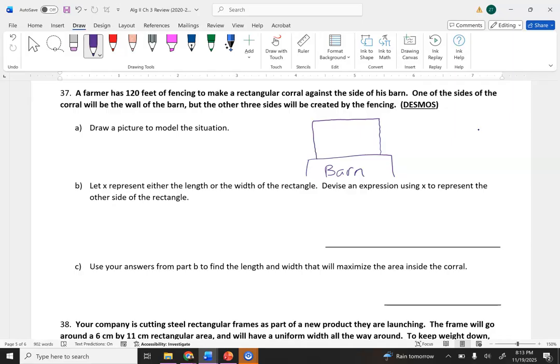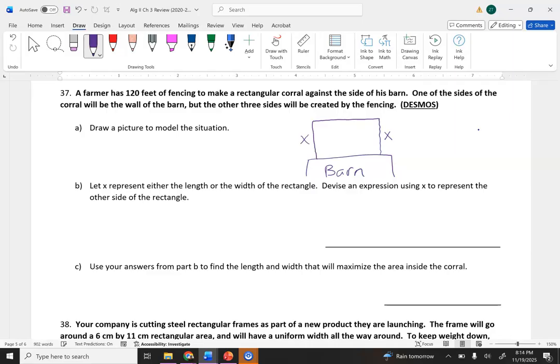So that means we will have two sides that are the same, the left and right sides here, and then potentially one side that is different. It could be the same. We could make it a square, but it doesn't have to be a square. All right, so part B says, let X represent either the length or the width of the rectangle, whatever you want. I'm going to let X represent this one right here.